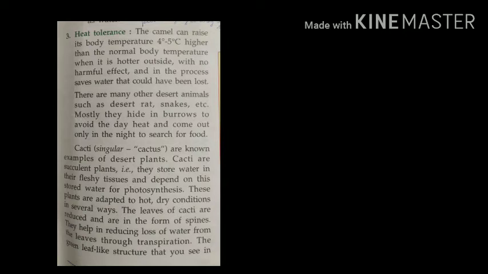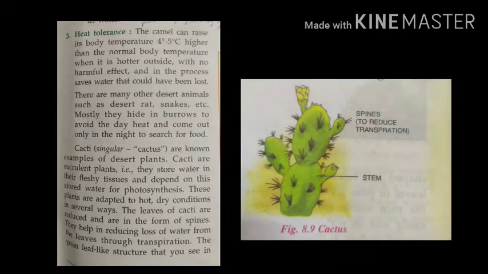Mostly they hide in burrows to avoid the day heat and come out at night to search for food. Cactus are well-known examples of desert plants. Cactus are plants that store water in their fleshy tissues and depend on this stored water for photosynthesis. These plants are adapted to hot and dry conditions in several ways. The leaves of cactus are reduced and are in the form of spines. They help in reducing the loss of water from the leaves through transpiration.